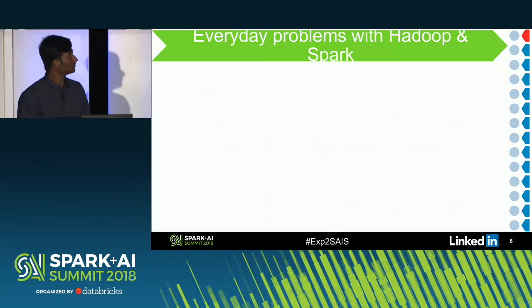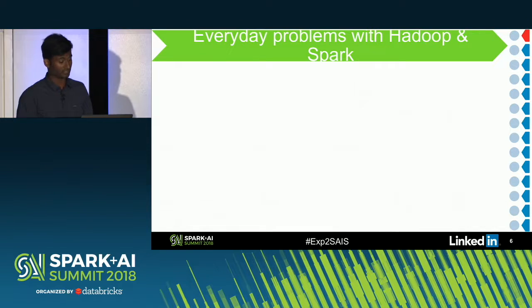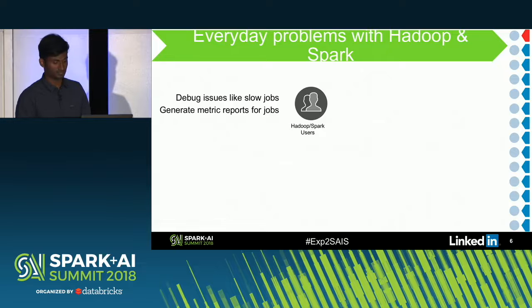So we will now look at some of the issues that people face with Hadoop and Spark at LinkedIn. These issues are not limited to folks at LinkedIn, but these are some of the common issues people face who use Hadoop and Spark and this part of the ecosystem.